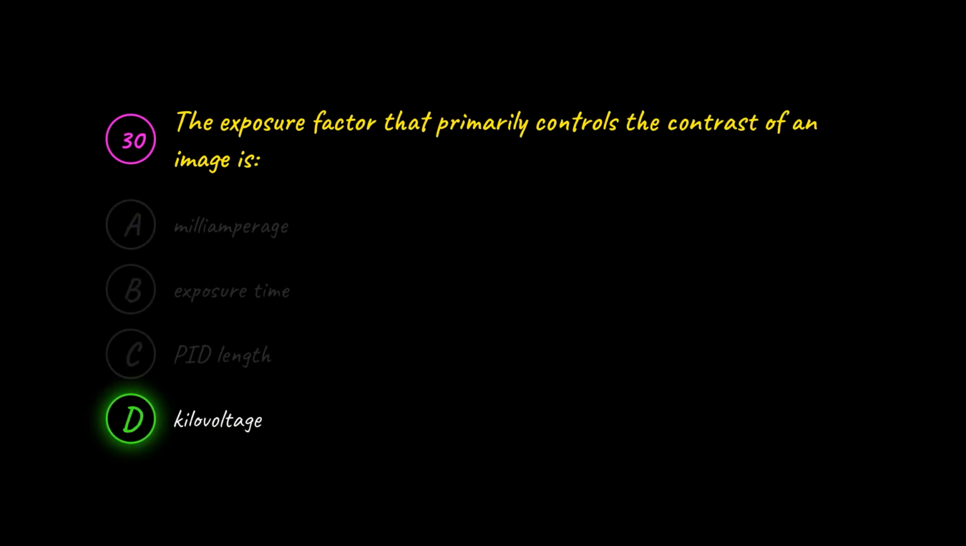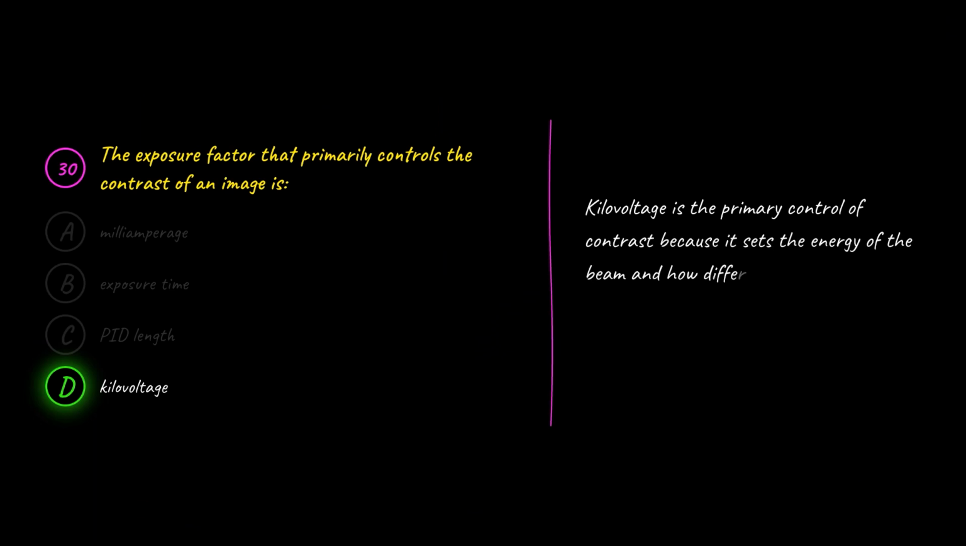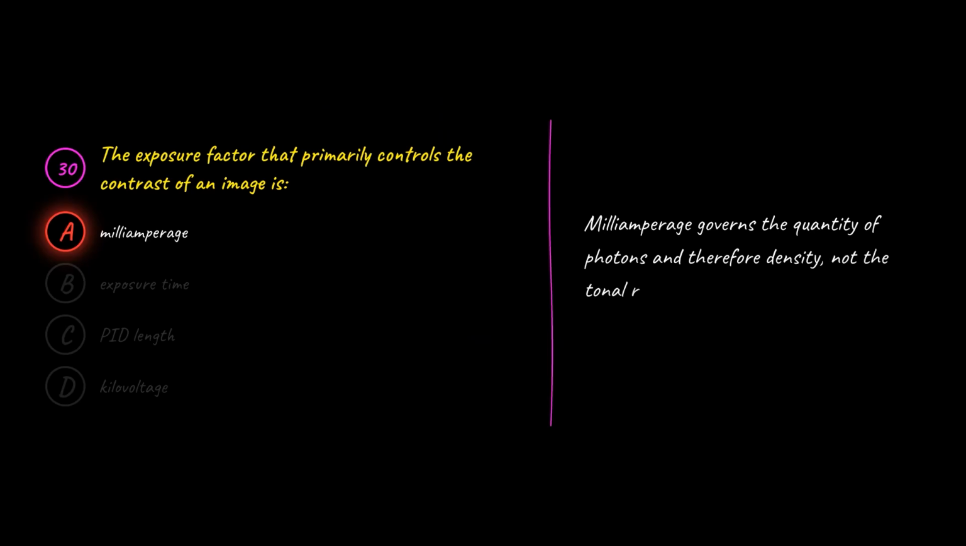The correct answer is D. Kilovoltage. D is correct because kilovoltage is the primary control of contrast, because it sets the energy of the beam and how differently tissues absorb it, which determines the range of grays recorded on the image. A is wrong because milliamperage governs the quantity of photons and therefore density, not the tonal range. Raising it darkens the image rather than changing its contrast.